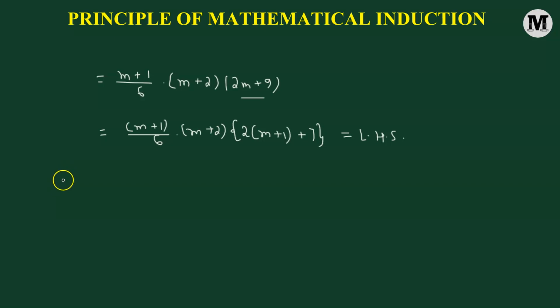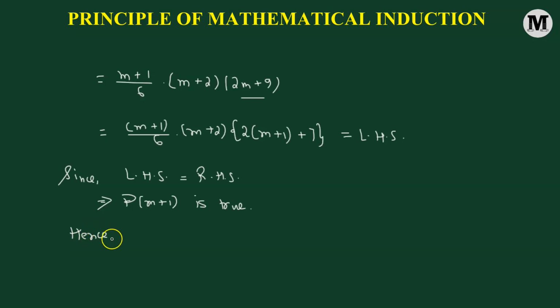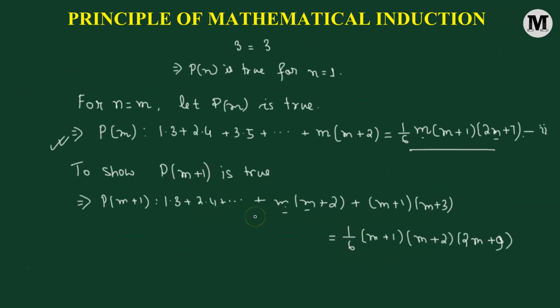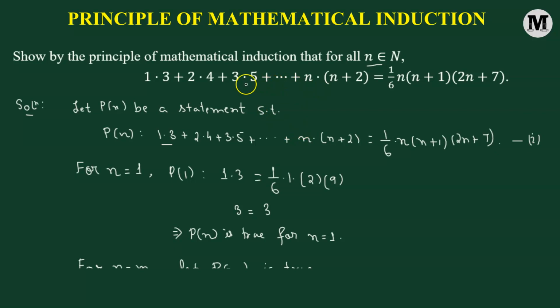Hence, let's write it out: since the left hand side of the expression equals the right hand side, this is simply telling us that the statement P of m plus 1 is a true statement. So if P of m is true, P of m plus 1 comes out to be true. Now we can generalize and say that P of n is going to be a true statement for all values of n belonging to the set of natural numbers. Hence we have successfully verified that the given statement is true by using the principle of mathematical induction.